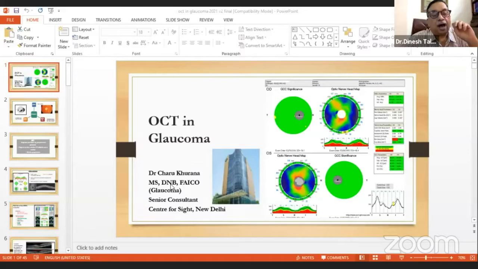We will first discuss OCT in glaucoma. This is an important topic, and I hope that Charu will tell us all the tips which we need to know to accurately understand how to use OCT for the management of our glaucoma patients.